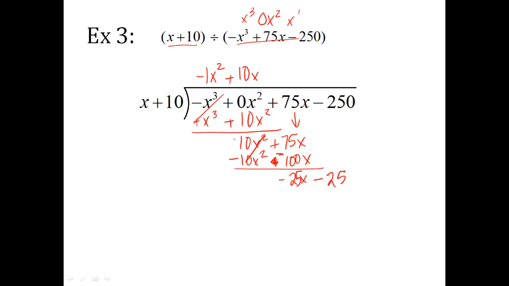Minus 250. All right, so what times x gives me negative 25x? A negative 25. Distribute that. Negative 25x minus 250. 25 times 10 is 250. Subtract, so I change all my signs. That's 0, and this is 0, so it divides perfectly. There's my solution. Right?